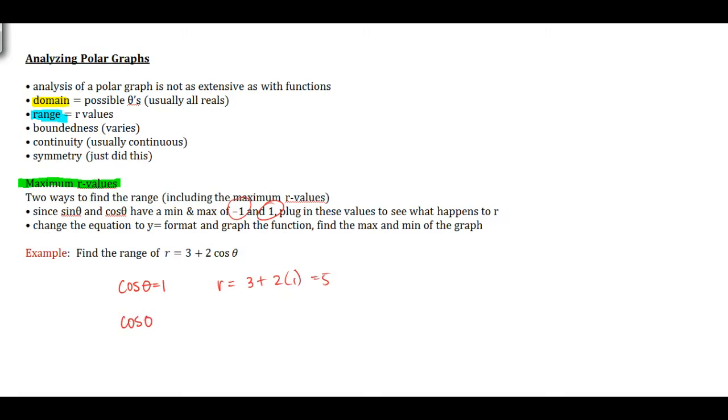If my cosine, the smallest it could get is -1, that means this equation would be 3 plus 2 times a -1. That means the smallest this equation possibly could get is 1. Therefore, my range is between 1 and 5. So all of our R values will be between 1 and 5, and that's our range. So in this problem, our domain would be any angle you want to plug in. So anything, all reals, but our range would only be from 1 to 5.